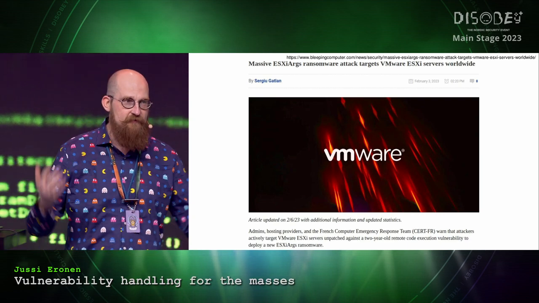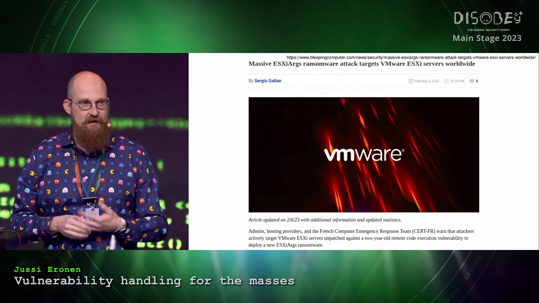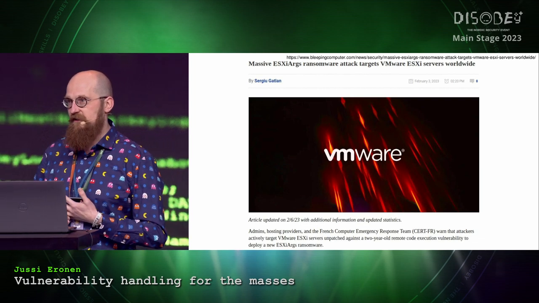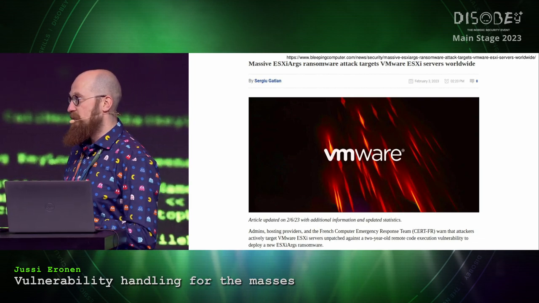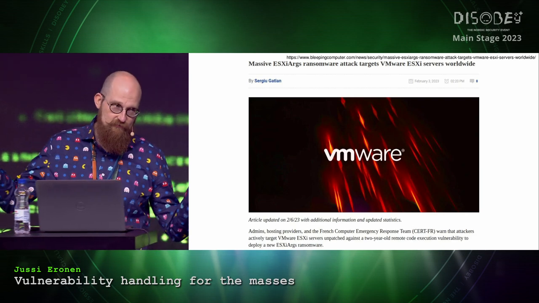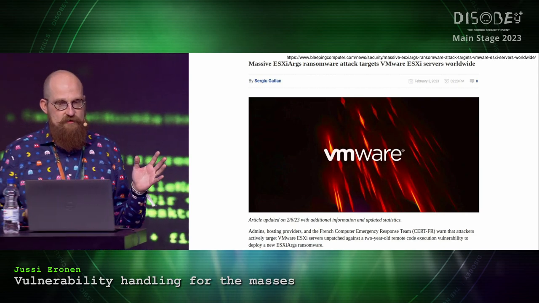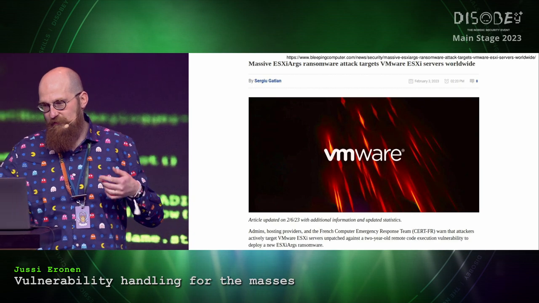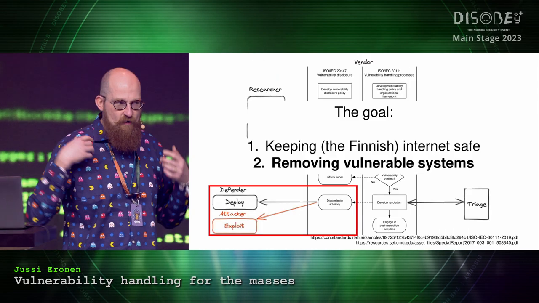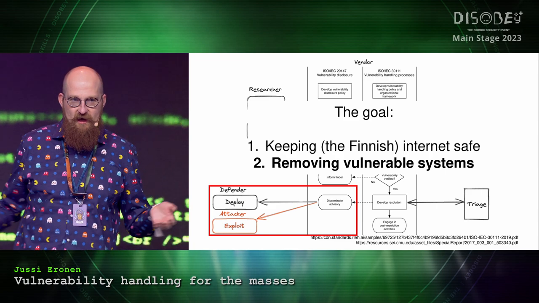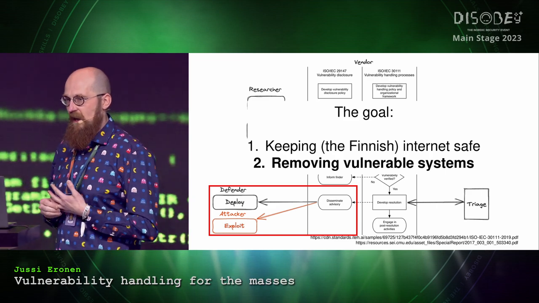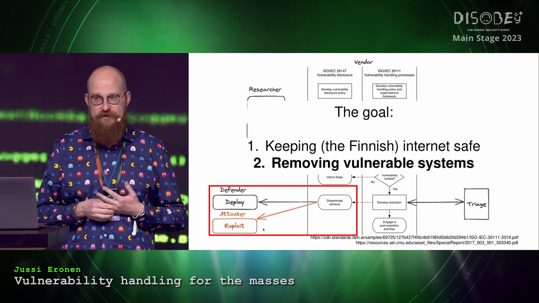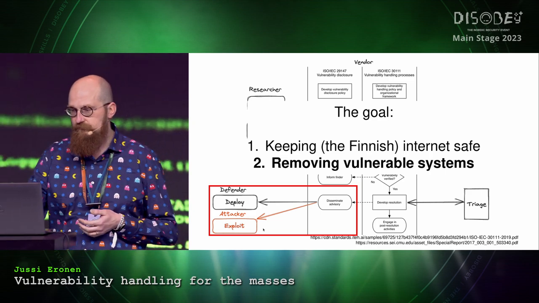So in spite of everything that people are doing, we still have issues. Finland had, I think, 90 of these servers, mostly because of the data centers in Finland, though. So it was not a big deal. But oftentimes, these are. So that's why I'm talking about vulnerability handling for the masses. In order to keep the internet safe, in order to keep the Finnish internet safe, we have to take care of this part. We have to remove vulnerable systems from the internet.